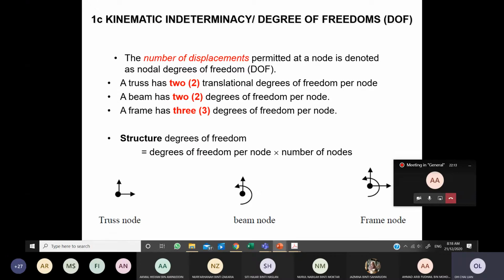Remember again, for a truss there will be 2 DOF per knot: horizontal and vertical. What we have drawn here is the positive sign. For a beam, there are also 2 degrees of freedom per knot unless there is an axial effect in the beam: the vertical and the rotational. For a frame, there are 3 DOF per knot: horizontal, vertical, and also rotational. This is for 2D structures.